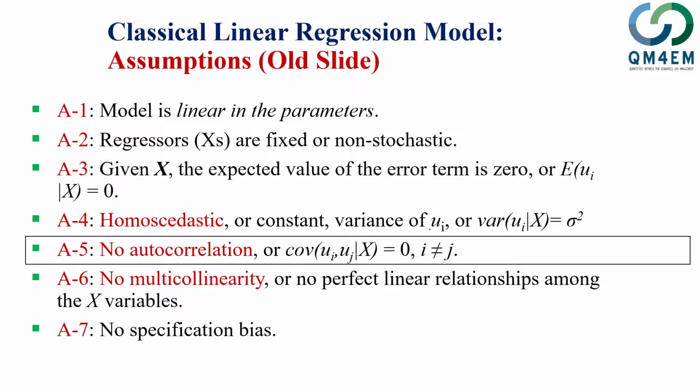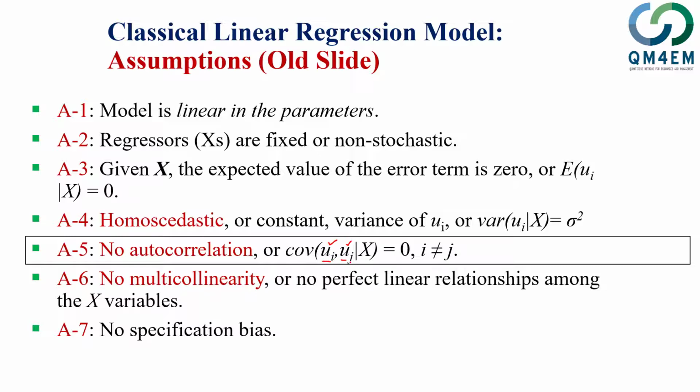Now I'm not going to discuss these assumptions again and again. I will just focus on A5, which says that there is no autocorrelation, or covariance of error terms ui, uj given x is equal to 0, where i is not equal to j. Now I already explained what autocorrelation is. If you look here, it's the covariance or correlation between the error term measured in time period i with the error term measured in period j.